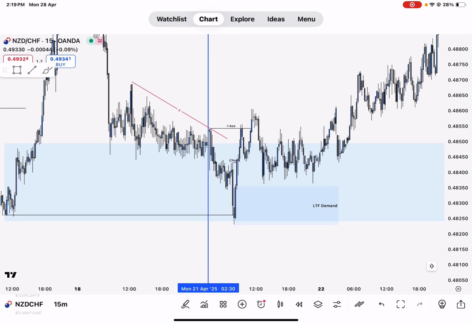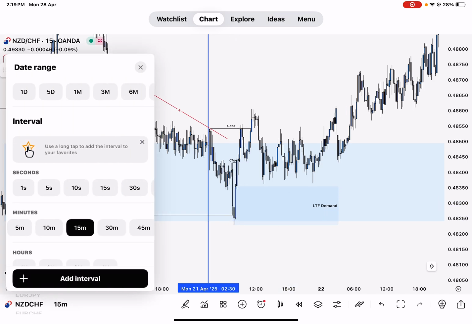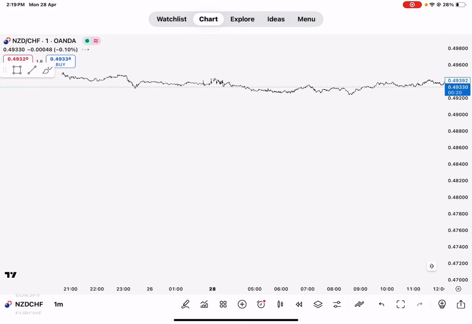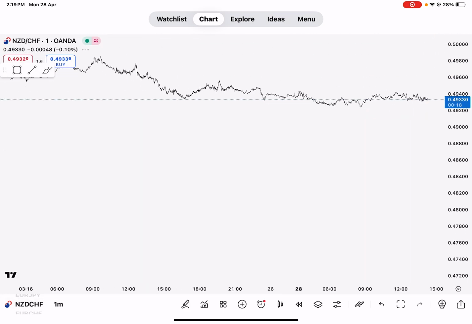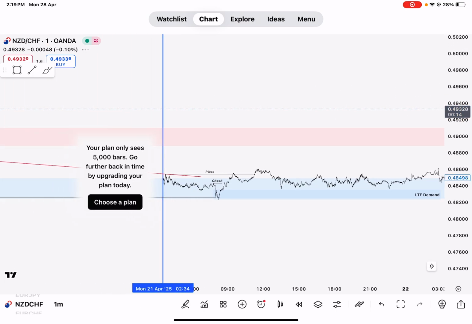So liquidity was not swept here properly. IBOS was done, so this is our point of interest basically. And at the 1 minute time frame, what I see here is, I never bought the trading premium subscription because I don't think that is worth it. Because bro, I trade on the live chart. Why would I need other charts?